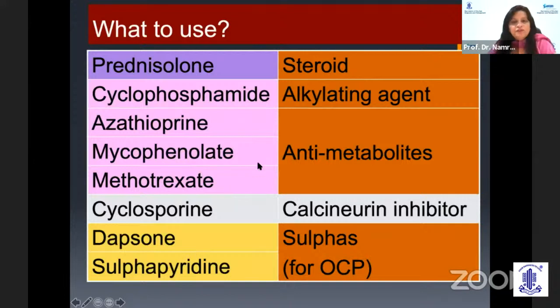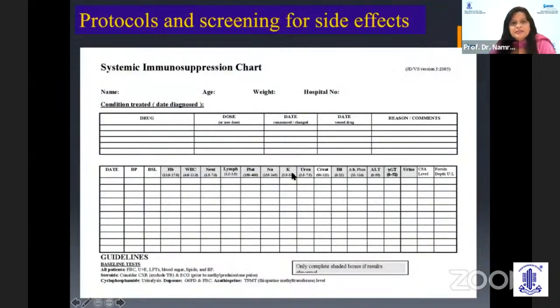All of them have different mechanisms of action, and avoid mixing the drugs in the same color group. So you could either start prednisolone or a steroid and combine it with an immunosuppressive agent if the inflammation is prolonged, and then the steroids can be tapered and the immunosuppressant agent can be given. And this is the systemic immunosuppression chart that we used to follow at Moorfields Eye Hospital, wherein I learned the principles of SJS, ocular SJS specifically.